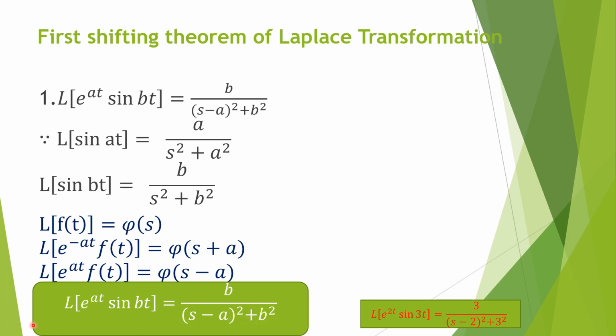You can see this with an example also. What is Laplace transformation of e raised to power 2t sin 3t? Okay, so e raised to power 2t and sin 3t are in multiplication form. That's why we cannot apply linear property over here. So we take Laplace transformation of sin 3t by this formula. So 3 upon s square plus 3 square, means 3 upon s square plus 9. And when we apply first shifting theorem, our s will become s minus 2 over here.